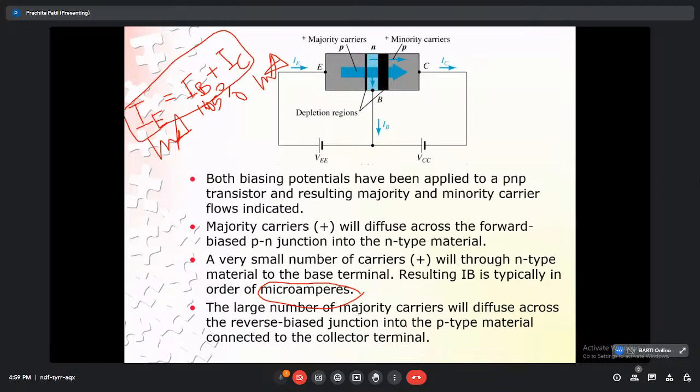The large number of majority carriers will diffuse across the reverse biased junction into the N-type material and into the P-type material connected to the collector terminal. Here you can see how diffusion takes place. A very simple and beautiful diagram is shown here.